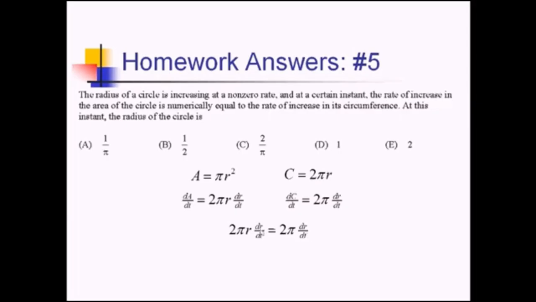Now, it'd be nice if we could divide by dr/dt, but we might hesitate a little bit because that is technically a variable, and we've been told we're not supposed to divide by variables because we might be dividing by 0. If we read back in the problem, however, it says the radius of the circle is increasing at a non-zero rate. They're telling us that dr/dt is not 0, so we can actually divide by it. So we've divided away everything. We just have r equals 1 then. Choice D.